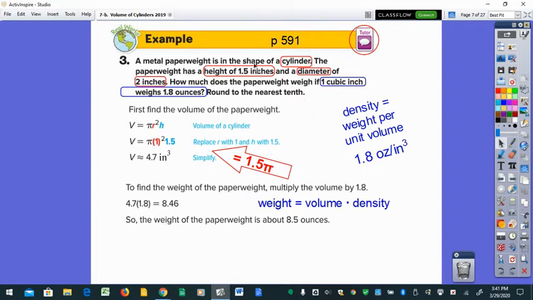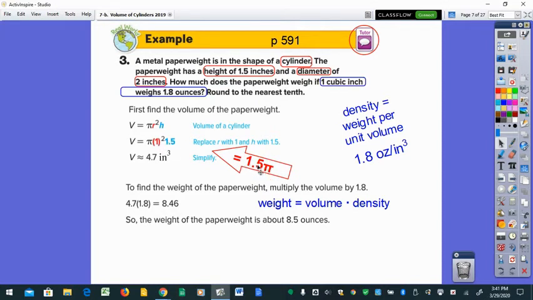So we have a metal paperweight in the shape of a cylinder. The paperweight has a height of 1.5 inches, so that's going to be our H in the formula. The diameter, we've got to be careful. The diameter is 2 inches. I need the radius, so I'm going to cut that in half, and that's why they're putting a 1 in. And I'm going to calculate the volume. So I'm going to take 1 squared, which is 1, times 1.5, and that's your exact answer.